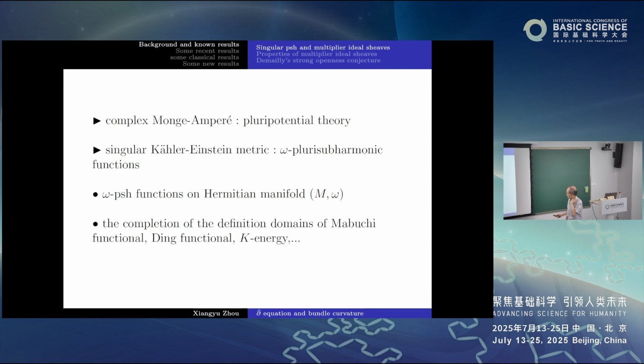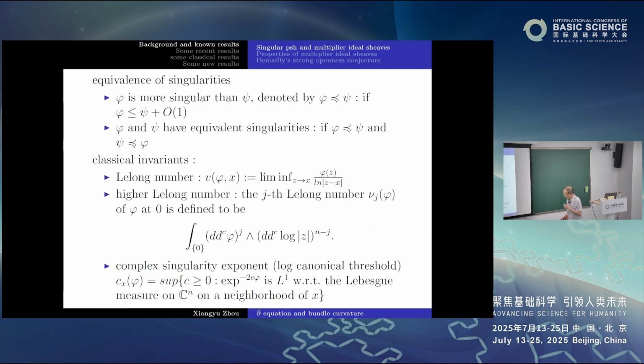In many important functionals such as the K-energy, the definition domains, when you do completion, you get general pluri-subharmonic functions, maybe singular and maybe not smooth. So you can naturally define an order and the equivalence of singularities. Given two pluri-subharmonic functions, phi is more singular than psi means we have this inequality. You can define two pluri-subharmonic functions to have equivalent singularities.